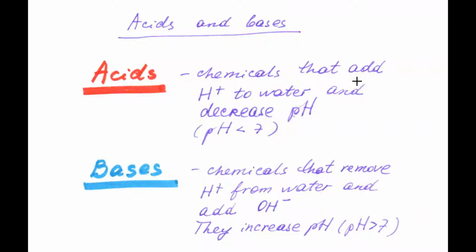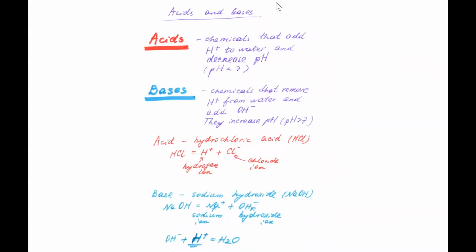So in a nutshell, once again, acids will add hydrogen ions to the water, right? And bases will do the opposite: they are going to remove hydrogen ions from the water and add hydroxide ions. So the pH of acids is less than 7, and the pH of bases is greater than 7. So very well, it seems to be very simple and elegant.